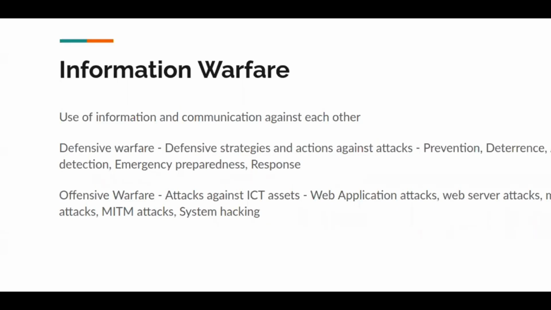So once you become part of some kind of a team, you would see that under defensive warfare you would make strategies and actions which are more against the attacks. So you would do activities which are related to prevention, deterrence, or incident response management, some kind of preparedness. All of those activities are considered under defensive warfare.